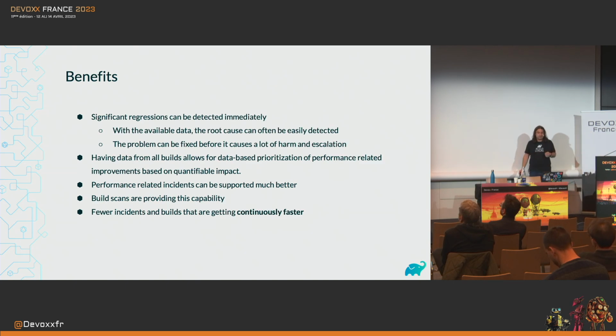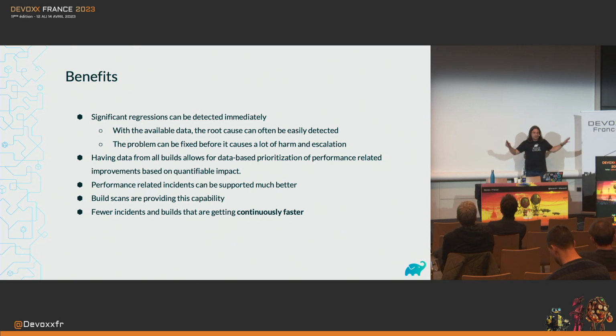So significant regressions can be detected quickly. And then with that available data, we can often easily detect the root cause. If we know the window of time that the regression took place, there's only so many changes that would have happened in the mid-time that could have caused that, right? So it's usually easier to determine this.